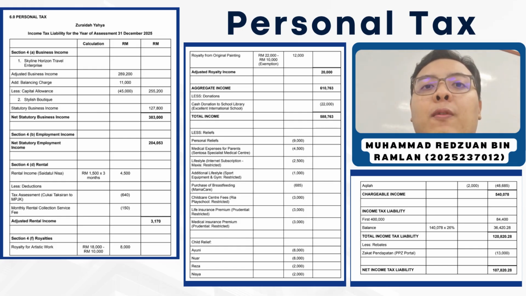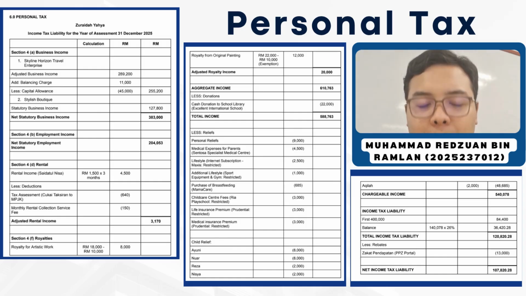which is the first 400,000 is taxed at 84,400 and the remaining 140,070 ringgit, the balance is taxed at 26%, which we get 36,420 ringgit point 28 cent.